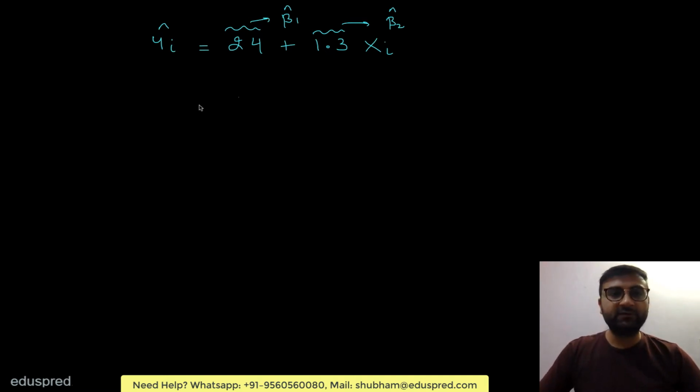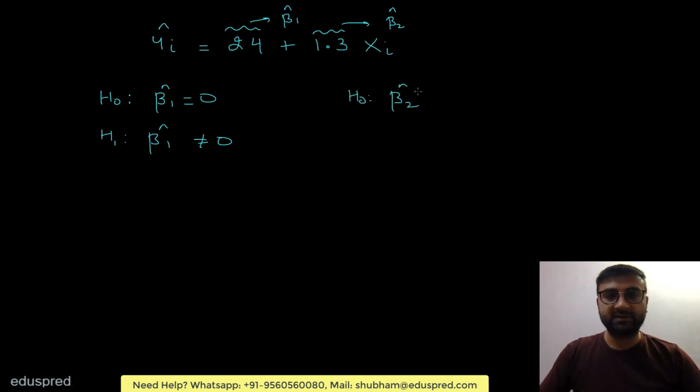Now one of the mistakes that I have seen students making is that if they want to do hypothesis testing, they write something like this. They write null as beta 1 hat equal to 0 and alternative as beta 1 hat not equal to 0. Or they can also work with this. Okay. Now let's understand what is wrong in writing the hypothesis in this manner.